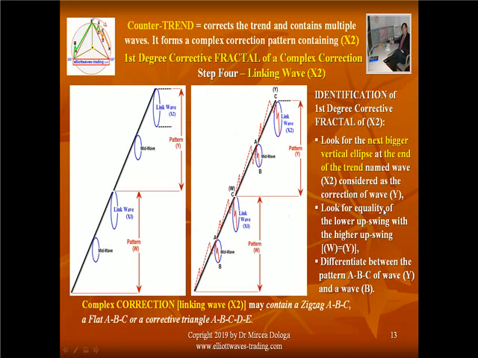Look for the equality of the lower upswing with the higher upswing. So the lower upswing is the W and the higher is Y. Differentiate between the pattern ABC of wave Y and the wave B parenthesis. Complex corrective linking wave X2 may contain a zigzag, a flat, or a corrective triangle.